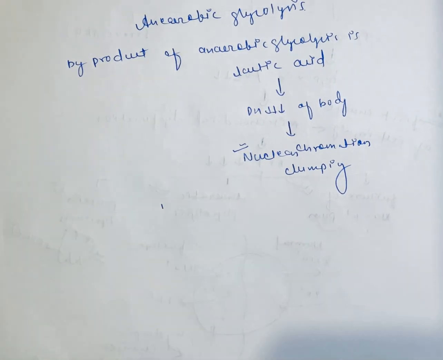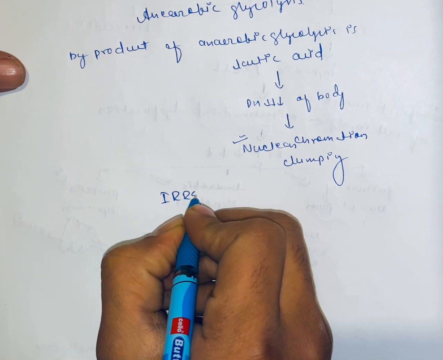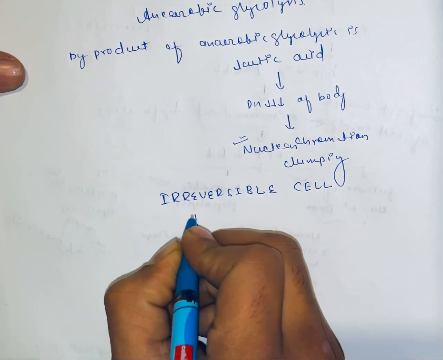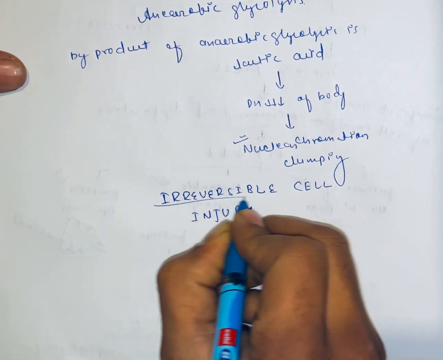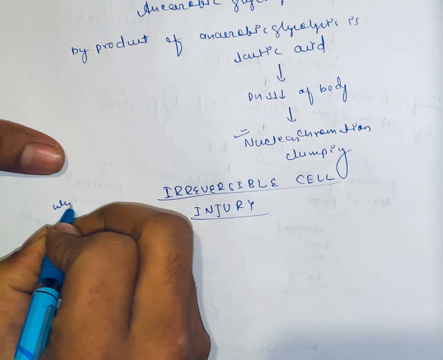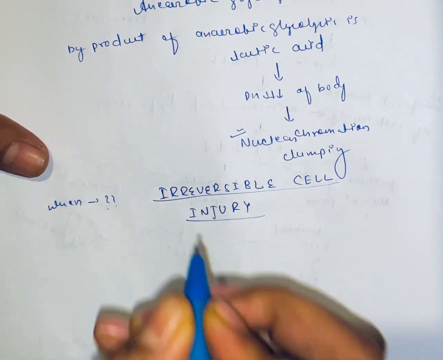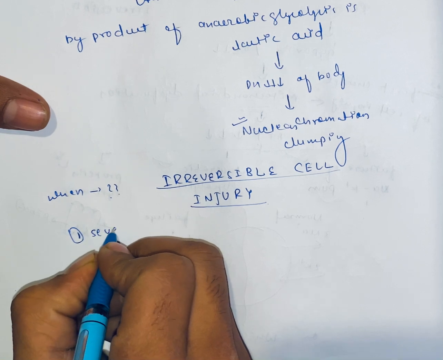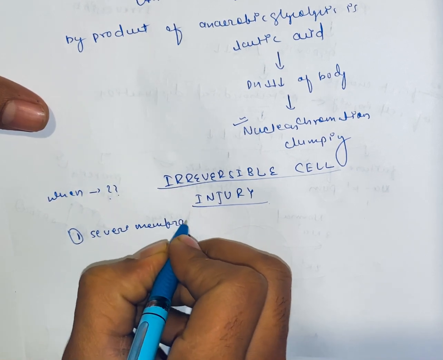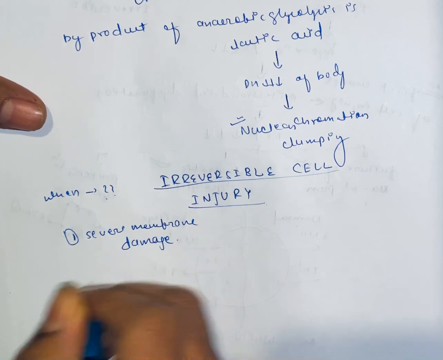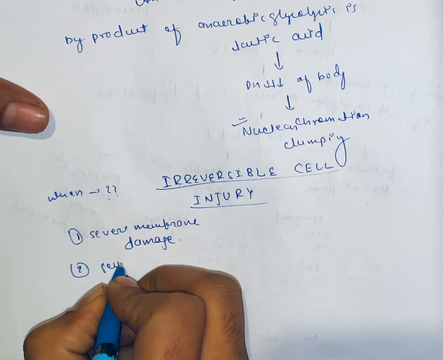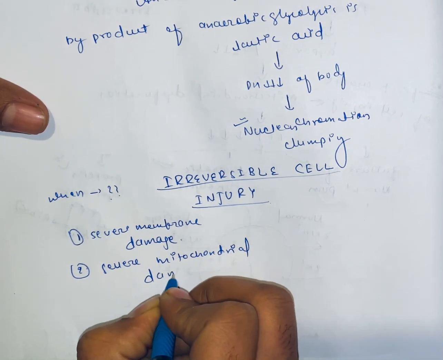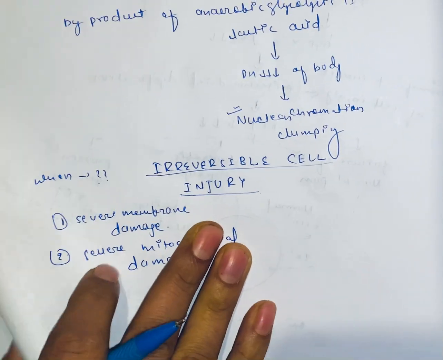Now let's move towards irreversible cell injury. Irreversible type of cell injury occurs when there is severe membrane damage and when there is severe mitochondrial damage.